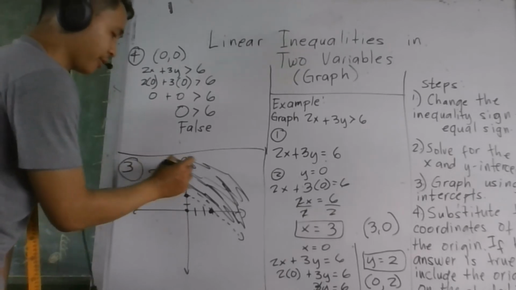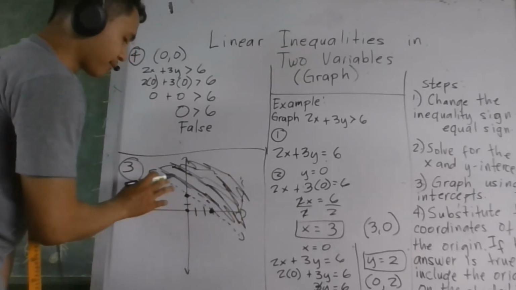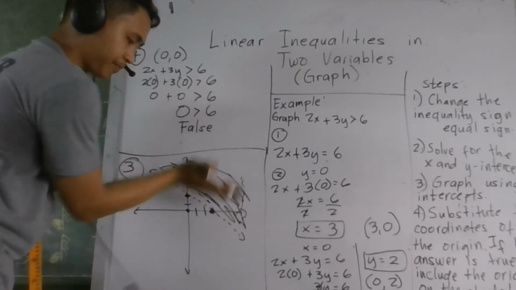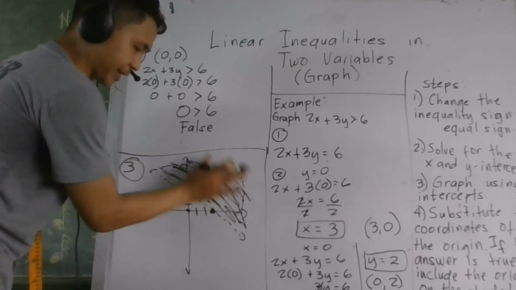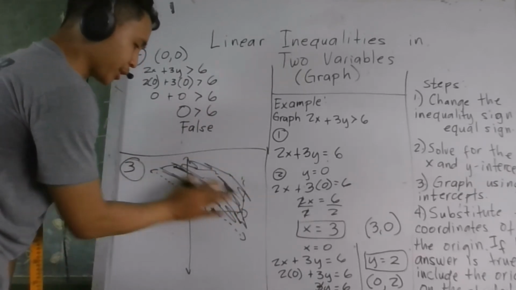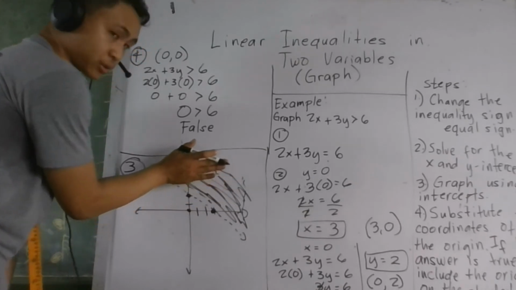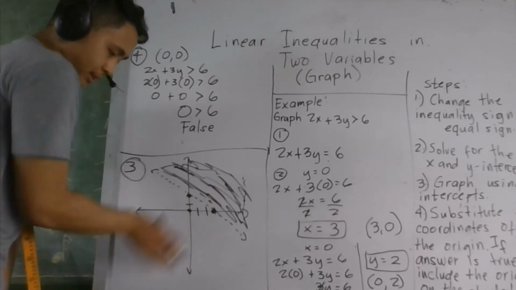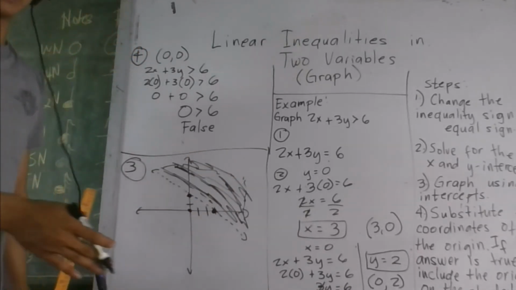That means the answer for this or the graph is from this point papunta dito, yeah? Any numbers within this line or any points within this part is a solution except from this one, dito sa baba. Okay? That is the answer there.